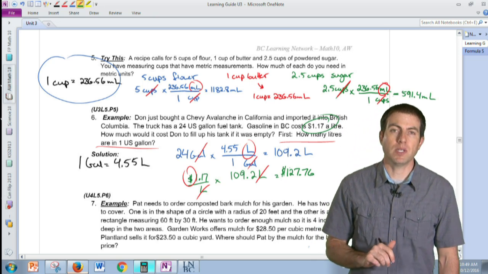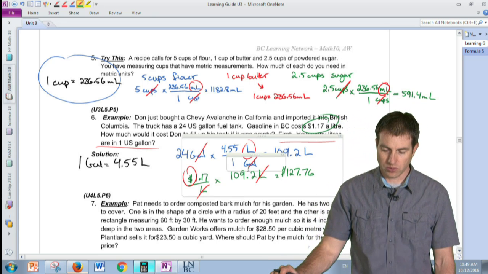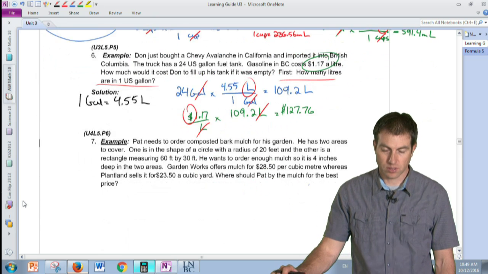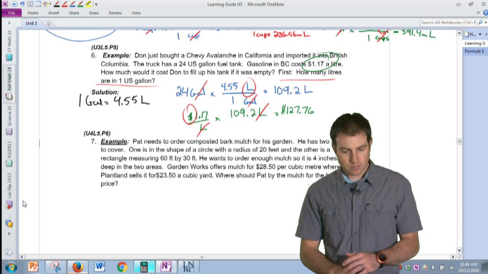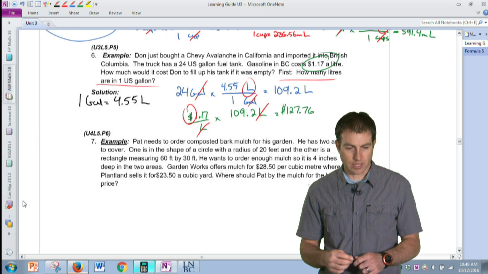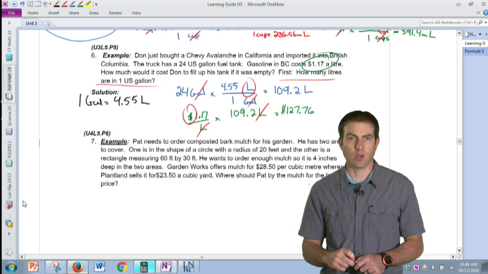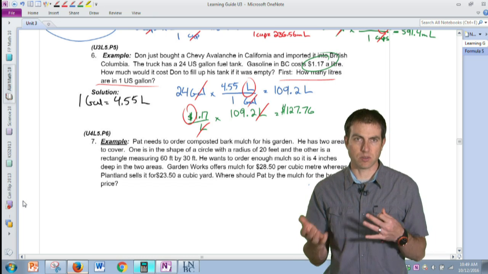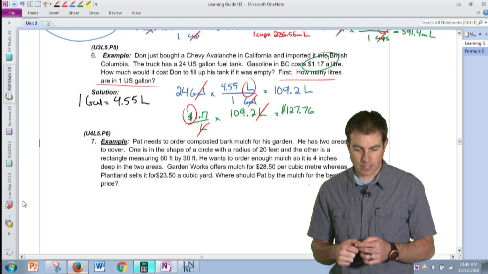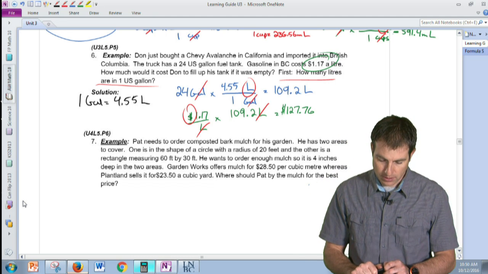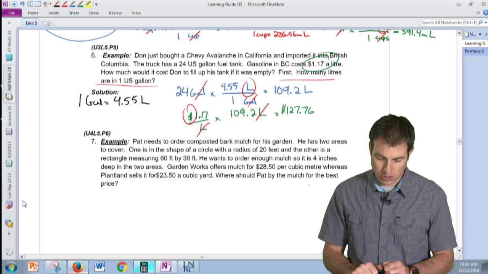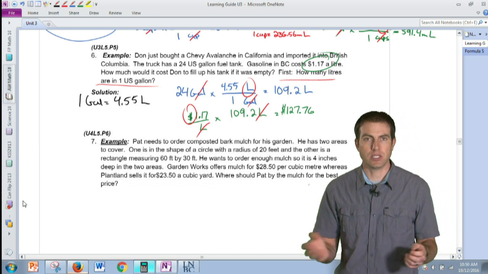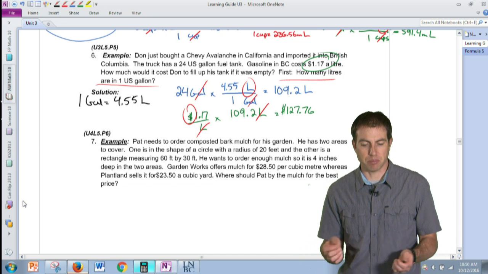All right, so example number 7, I started to read through it and then I looked at the example in the course, and it's kind of funny how they did it in the course. They actually calculated the volume and compared the volumes and then the cost on either side. But the question just is asking, where should he buy it for the best price? It doesn't matter how much he needs to buy. It just matters which one's a better price.